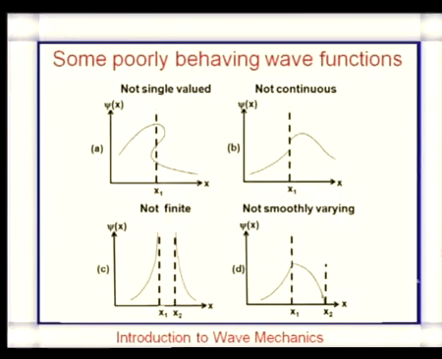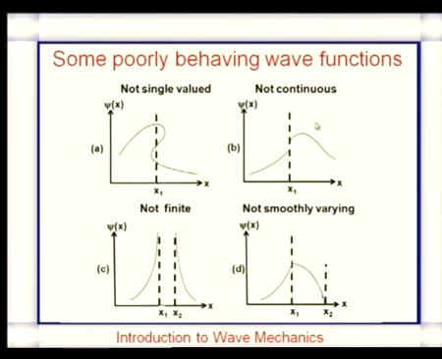Let's look at some wave functions. I give you a pictorial representation of functions which are not acceptable wave functions. Let's look at this picture. The first function is not single valued. If I look on the x-axis at this value x1, this function has 1, 2, or 3 different values there. That means it is not a single valued function. Such functions are not acceptable. This is one poorly behaving function.